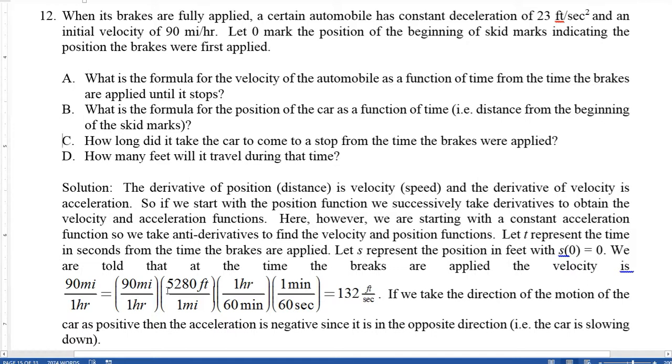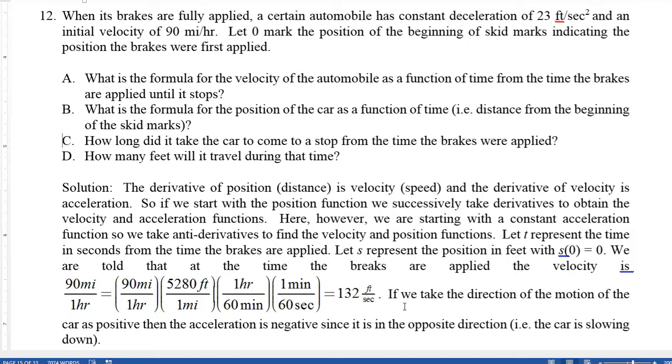90 miles per hour times 5,280 feet is 1 mile. 1 hour is 60 minutes, 1 minute is 60 seconds. And if you notice the way I've got this arranged, the miles cancel, the hours cancel, the minutes cancel, and the only thing left is feet on the top and seconds on the bottom. So you multiply on your calculator 90 times 5,280 divided by 60 divided by 60, and you get 132 feet per second, which is the velocity of the car. That is 90 miles per hour. It's just written now in feet per second, different units.